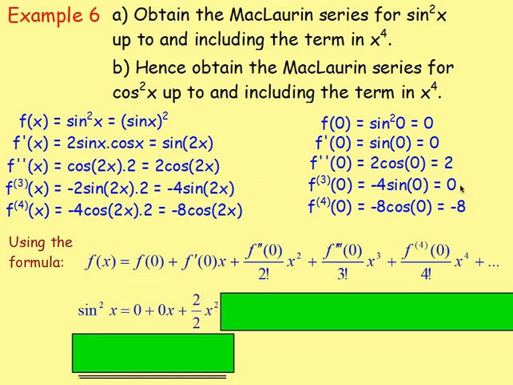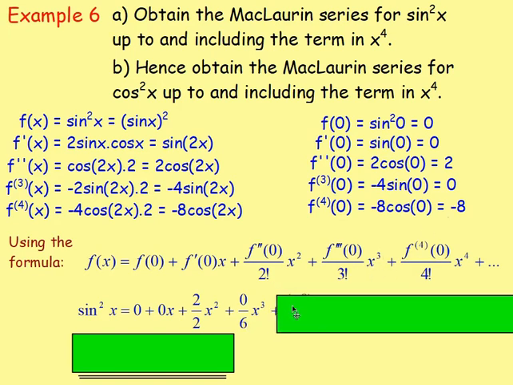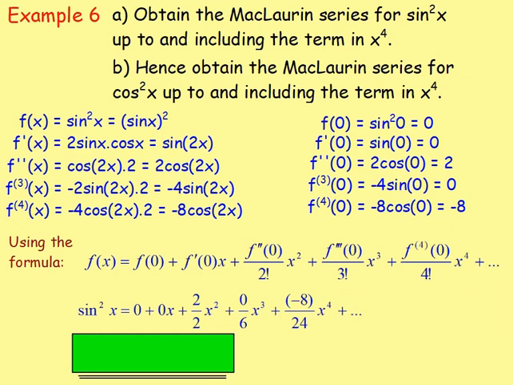Keep on going with that and you're going to have 0 over 3 factorial. So 0 over 3 times 2 times 1 is 0 over 6 times the x cubed. And then you've got plus the negative 8 over the 4 factorial, 4 times 3 times 2 times 1, which is 24, multiplied by the x to the power of 4, and so on. You've got the dots. That is what you would end up with.